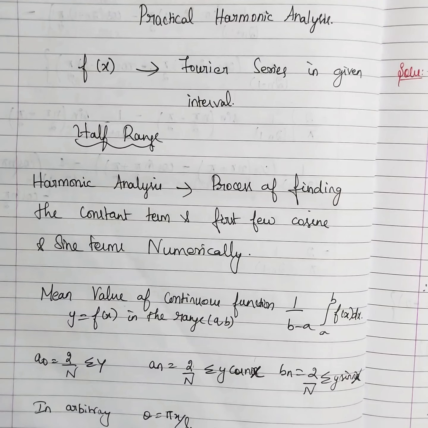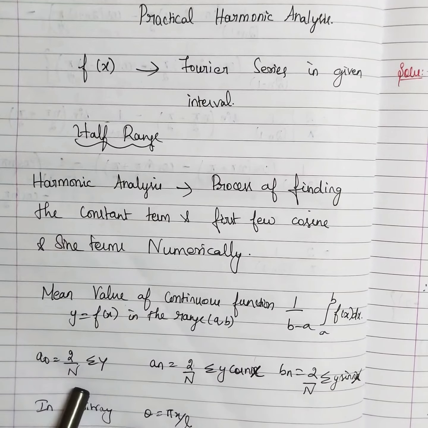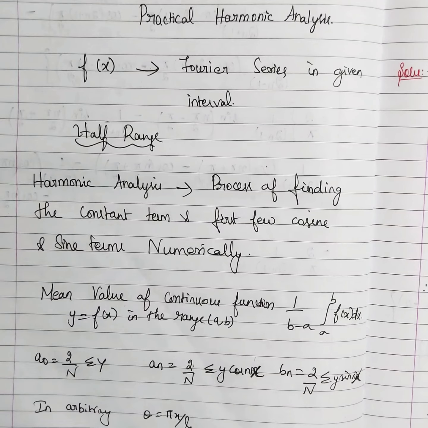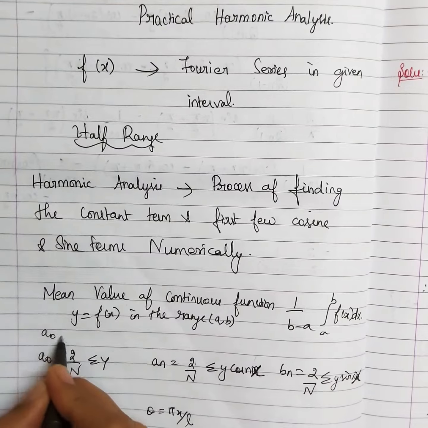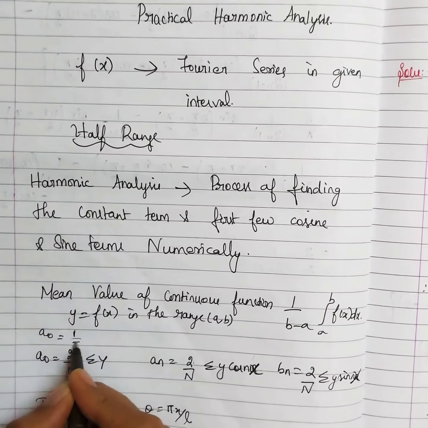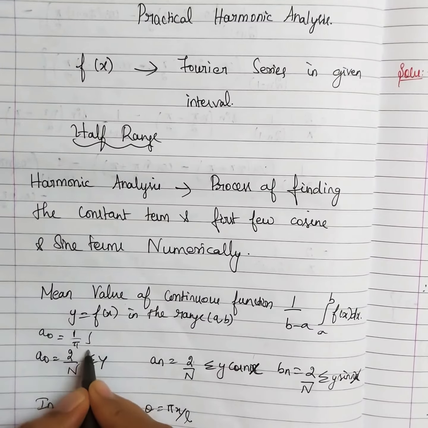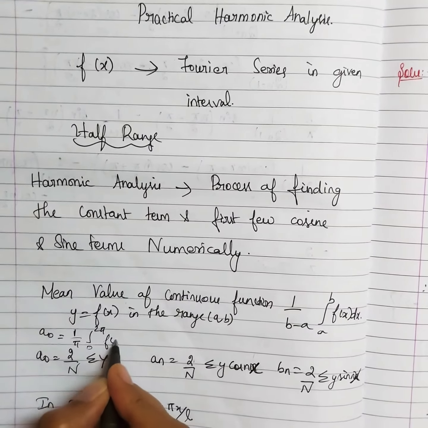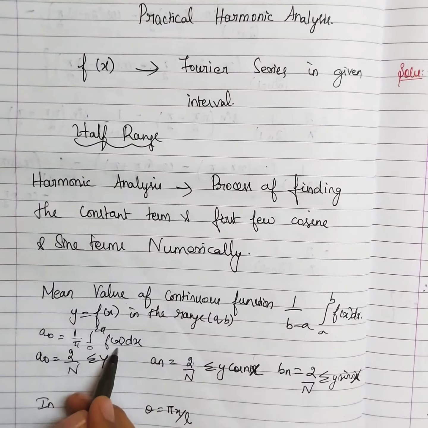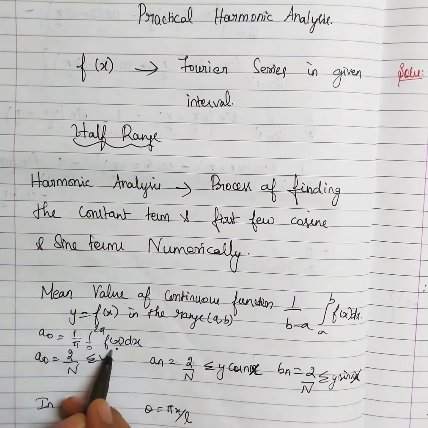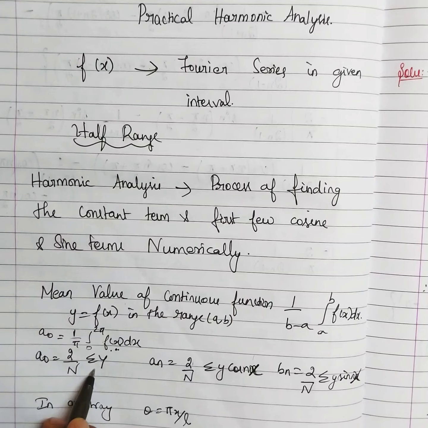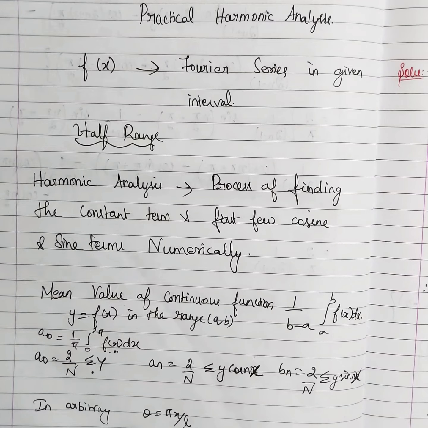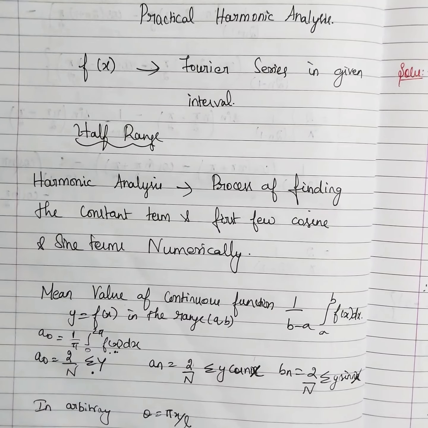So the formulas are a naught is equal to 2 by n summation y. If you remember the original formula that we used to write, a naught is equal to 1 by pi integral, say 0 to 2 pi or minus pi comma pi, whatever it is, f of x dx. This is your formula. F of x is nothing but y. I am summing up all the y values, that is why we are getting summation of y. That is, we are using the mean value of continuous function formula. So this and this is almost the same.